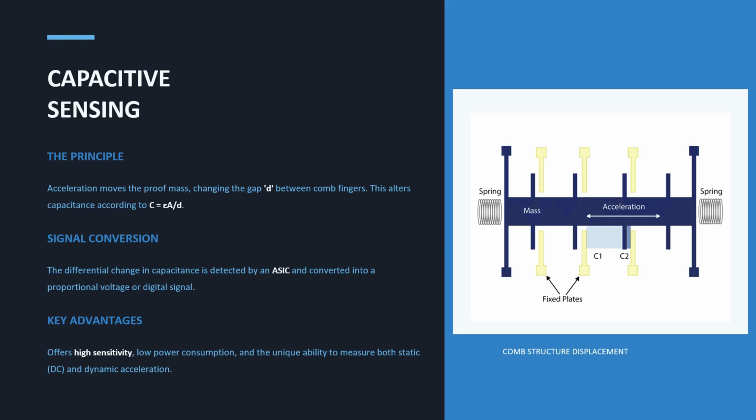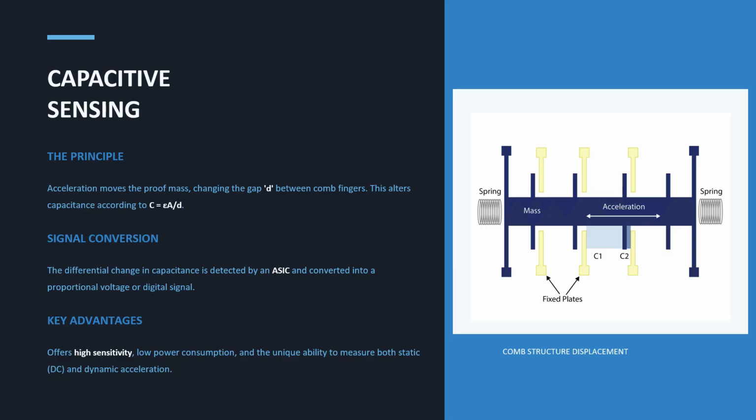One of the most common methods used in MEMS accelerometers is capacitive sensing. Inside the sensor, the proof mass contains interdigitated comb structures, which form small capacitors with fixed electrodes. When acceleration occurs, the proof mass shifts slightly. This movement changes the distance between the capacitor plates.